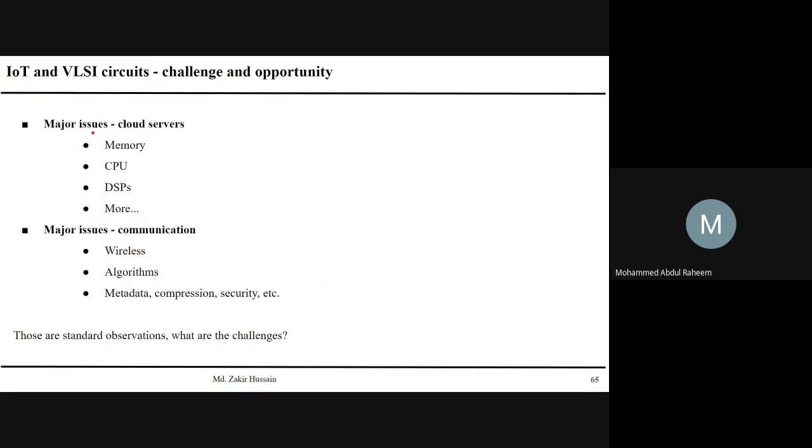These are a few cloud servers, with memory, CPU, DSP, some components. Without these components, these cloud servers cannot work. And these components are actually contributed by the ECE guy. Even the communication that you see here, wireless, is contributed by communication, because if you see your course title, electronics and communication engineering, who is contributing? Communication guys are contributing.